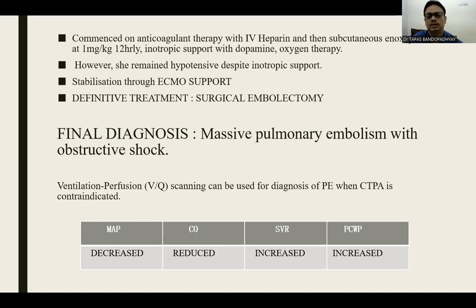Final diagnosis of this patient: massive pulmonary embolism with obstructive shock. The hemodynamic parameters, as you can appreciate, are low mean arterial pressure, low cardiac output, increased systemic vascular resistance, and obviously increased pulmonary capillary wedge pressure. I want to highlight that this type of picture you will find in other scenarios where the right side of the heart is affected, particularly tension pneumothorax and cardiac tamponade, where the CVP and the pulmonary capillary wedge pressure are both high, and the mean arterial pressure will be low, suggestive of obstructive shock.